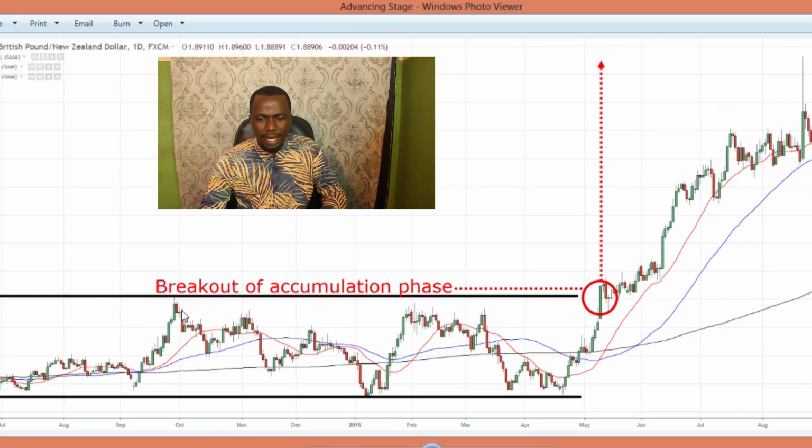You can see the market was formerly in accumulation stage, making a range in a downtrend. So later on, the market broke out of the range and started to rally up, which means that the market has entered into the advancing stage. So you can see the market is making higher high and higher low. You can see it: higher high, higher low, higher high, higher low, higher high, higher low.